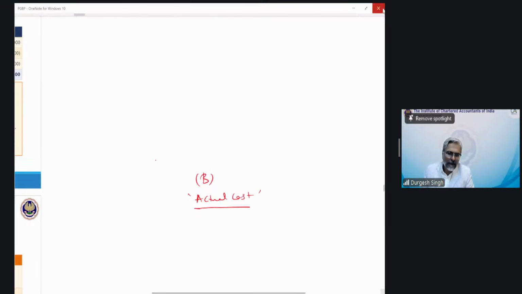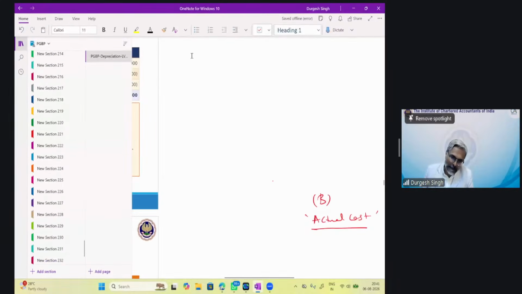The question therefore is, what is the actual cost of the asset for income tax purpose? Quickly. What is the actual cost of the asset for income tax purpose? Kanaya. See, everyone is saying 12 lakhs. All of you, do you know why you are saying 12 lakhs?